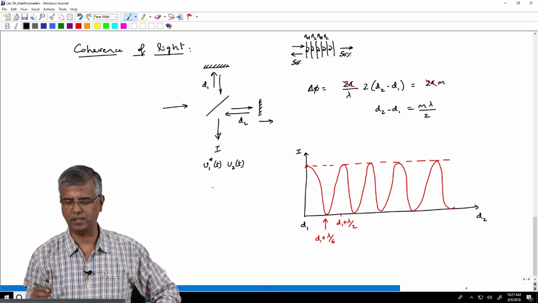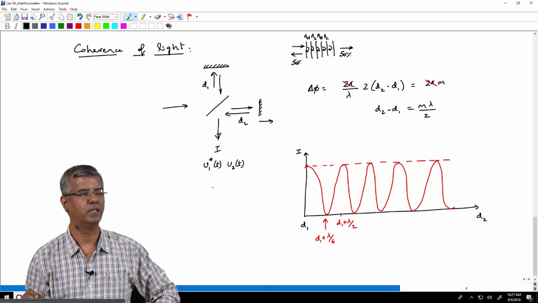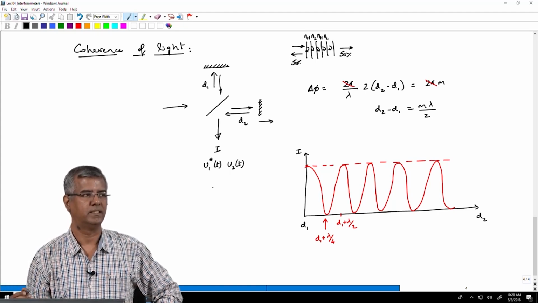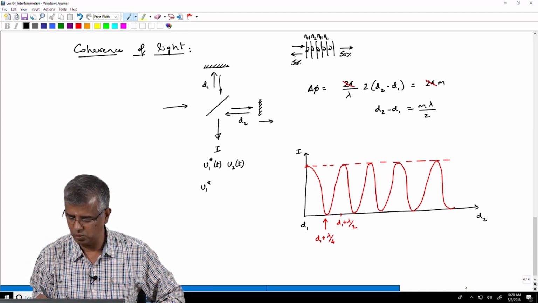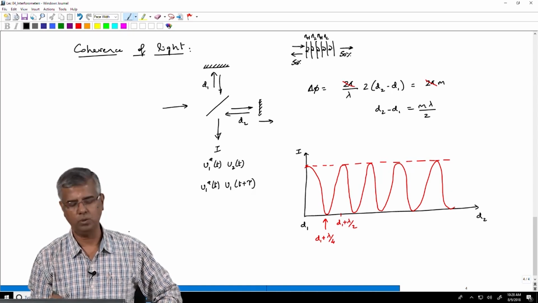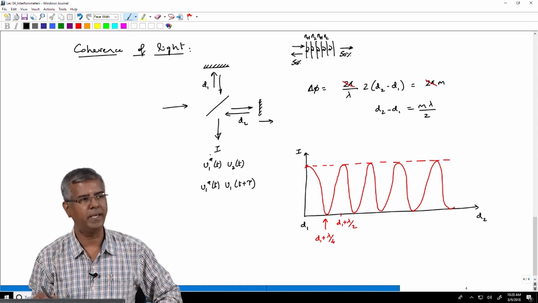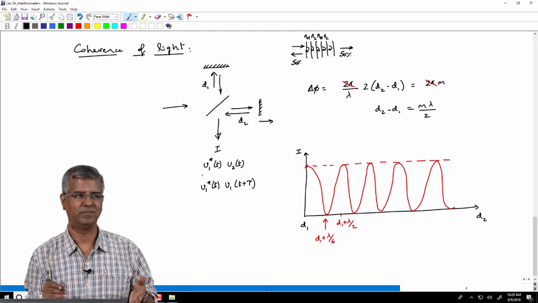Yes, it is different. It is going through a different arm and the distance is different, but otherwise, is it different? Not really, it came from the same source. So, I can basically write this as u1 star of t and u1 of t plus tau. Of course, when we are making a measurement, we are not making an instantaneous measurement, right.